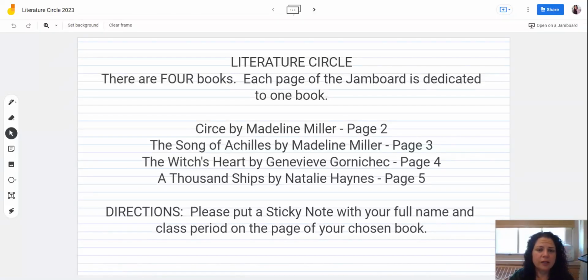So this year for blogging, you have an option of a literature circle. If you choose the literature circle choice, you have 2 blogs to write for this particular choice. It's the only one where you can use the same category for 2 blogs. There are 4 books for you to choose from: Circe by Madeline Miller, The Song of Achilles by Madeline Miller, The Witch's Heart by Genevieve Gornichek, or A Thousand Ships by Natalie Haynes.